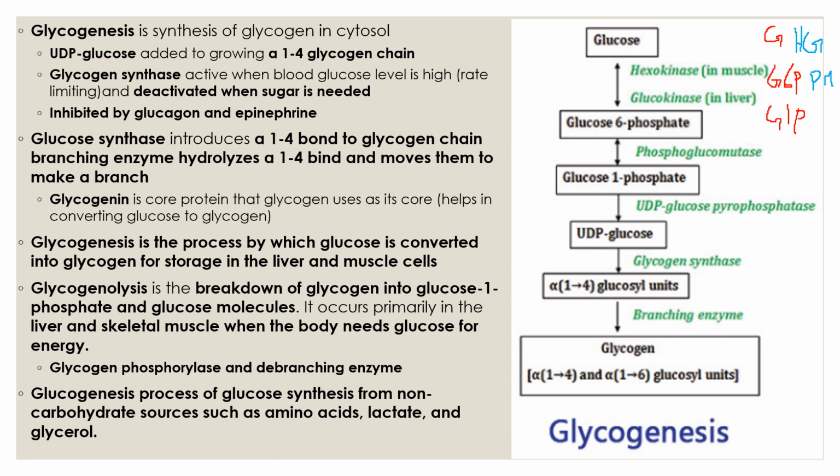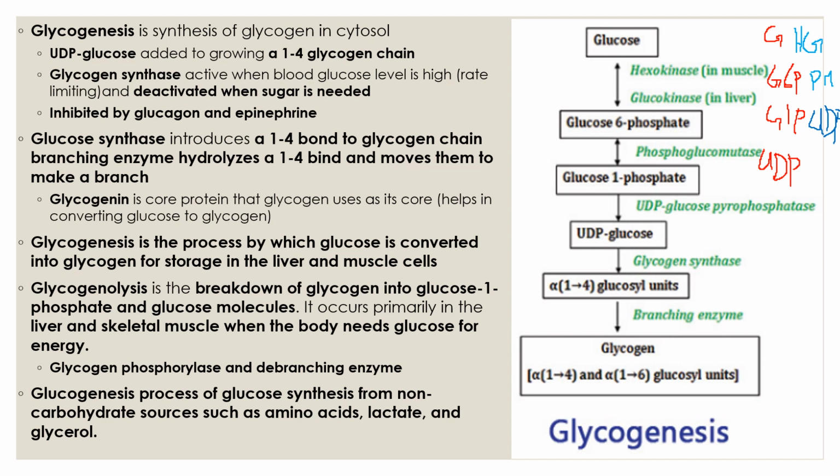Glucose phosphorylase. So it uses that. You can just say UDP. I don't have space here, I don't know why. And then it converts it into UDP. Okay. So UDP glucose is added to the growing alpha 1,4 glycogen chain.